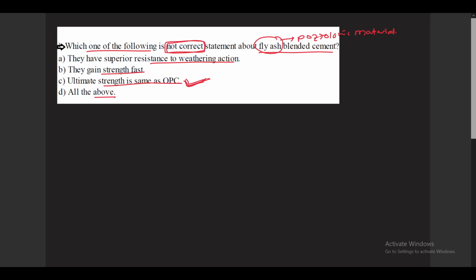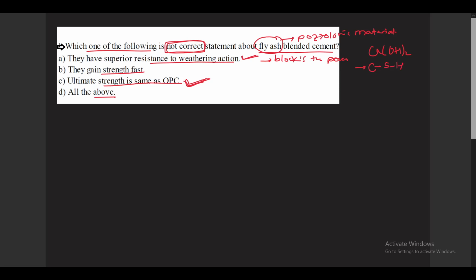The next one is, they have superior resistance to weathering action. This is also correct, because this fly ash blocks the pores. Okay, they block the pores that are present. That means they react with that calcium hydroxide, and form the cementing gel, that is CSH, that is calcium silicate hydrate. So ultimately they lead to the superior resistance to weathering action.